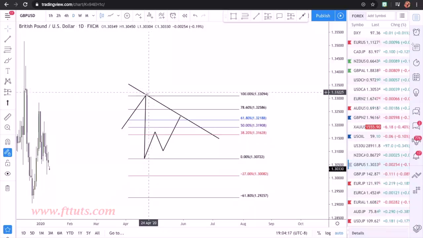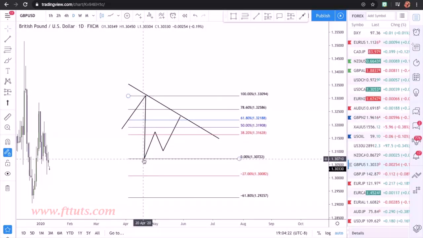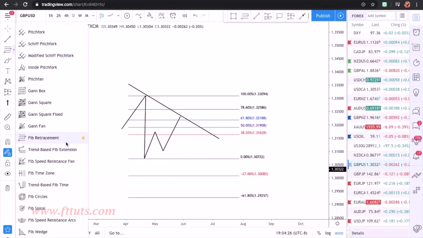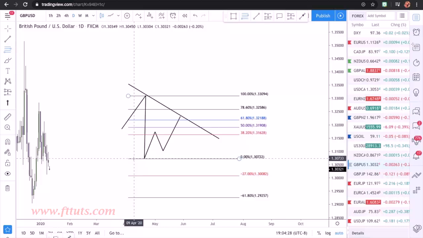So what we do is, this is in a downtrend, so we draw our fibs from 100%, put the 0% here, and then what we can do is take another set of fibs and then go from the low to the high.